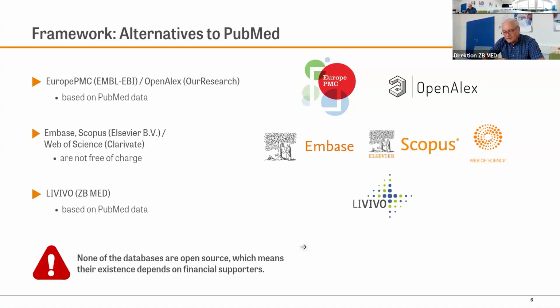And then there's Livivo by ZB MED. And then again, this is based on PubMed data. So although we deliver this, it doesn't solve the problem. And so none of the databases are open source, which means that their existence depends on financial supporters.